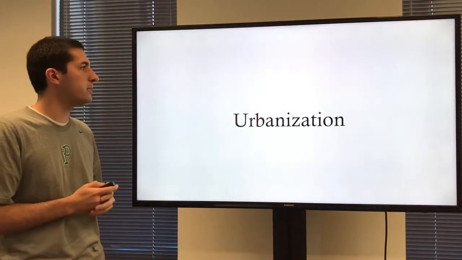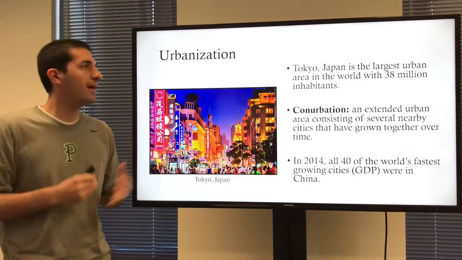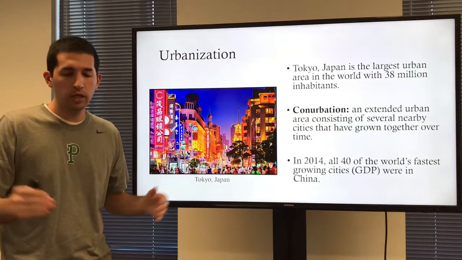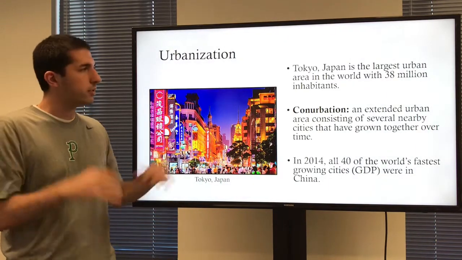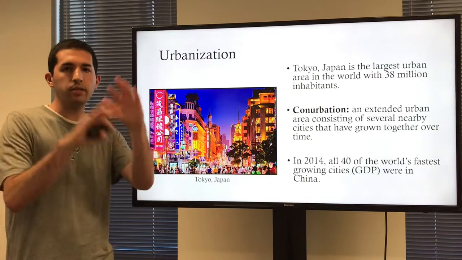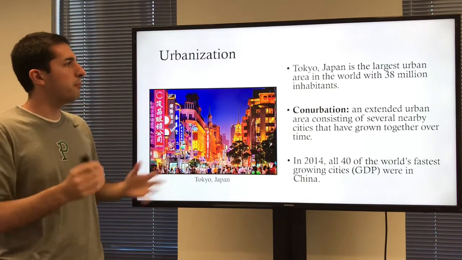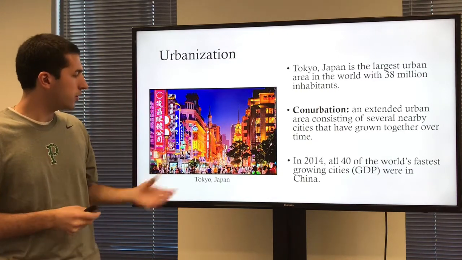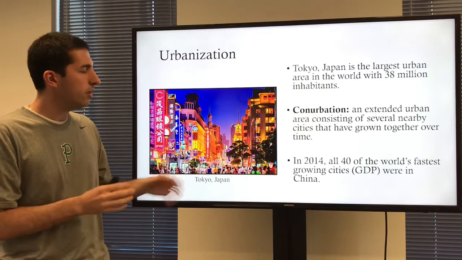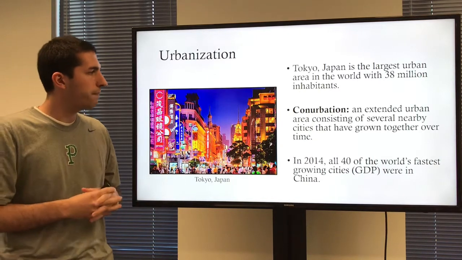That brings us to urbanization. Tokyo, Japan is the largest urban area in the world. Not just our region, of course, but the world in general. 38 million inhabitants in that large metro urban area in Tokyo, Japan, seen here. Very densely populated as well.